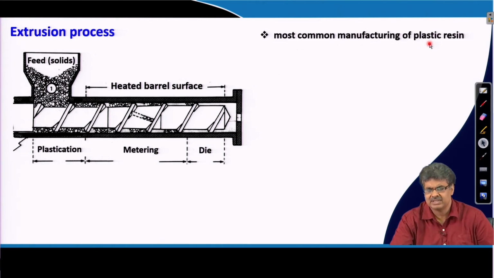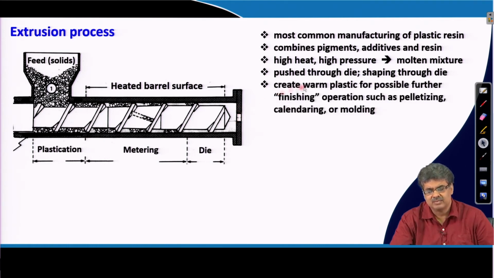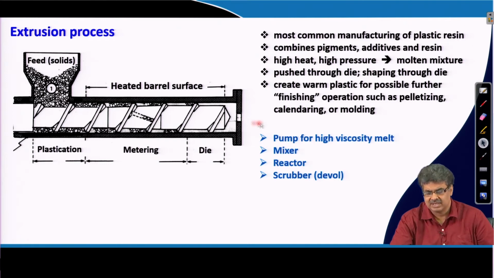This is the most common manufacturing for plastic resin, as I discussed earlier, combining pigment, additive and resin. It is a high heat and high pressure process, with a molten mixture. In this process the extruded products are pushed through the die, and you can use different shapes of the die as well, and it creates warm plastics for further finishing operations like pelletizing, calendering or molding, as we discussed earlier. So, it basically gives the materials for further processing, the second step which we discussed earlier.